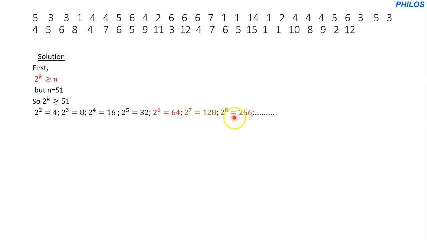So 6, 7, 8 are possible values of k. Somebody can decide to make k 7, someone can decide to make it 8, and someone can decide to make it 6. But it is best when you take the one which is closer to the 51. 64 is closer to the 51 as compared to the others. So you take the least value, the one which is closer to the n, and take its k value. So we take our k to be 6. I hope that's clear.